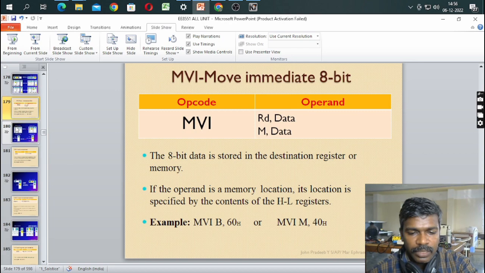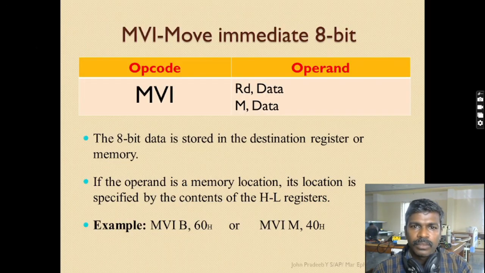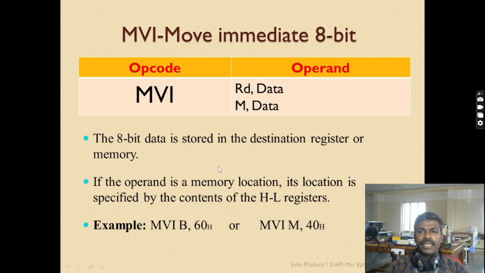Next, we can see about the move immediate instruction, MVI. The MV represents the move, and I represents the immediate. Immediate means the data is present in the instruction itself. So here the opcode is MVI, and the operand is Rd, data. So it is a 2-byte instruction.